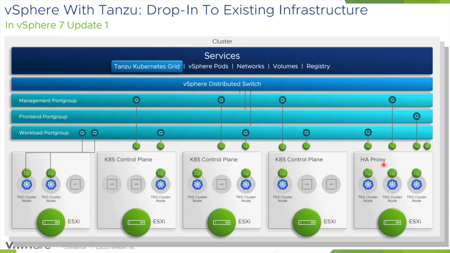So that is why this is the easiest way to deploy it. You're not actually making any massive changes to your infrastructure, but you're leveraging that and implementing the option of having Kubernetes running in your environment with vSphere 7 Update 1.